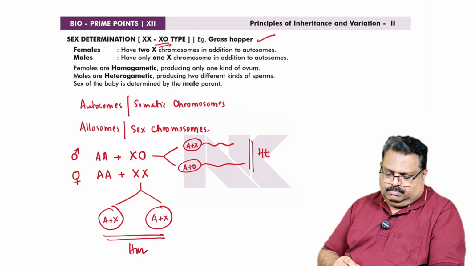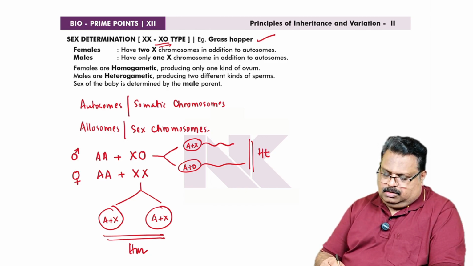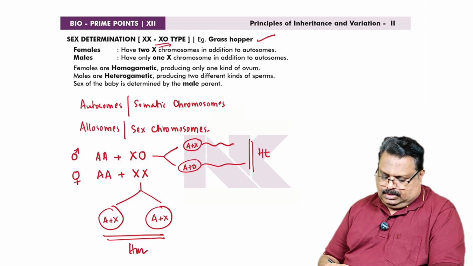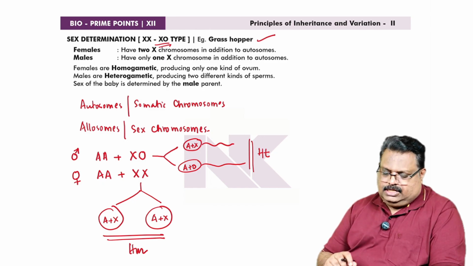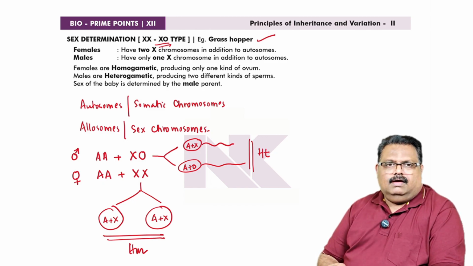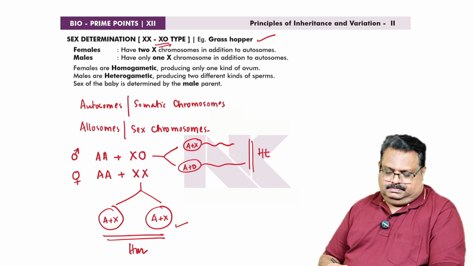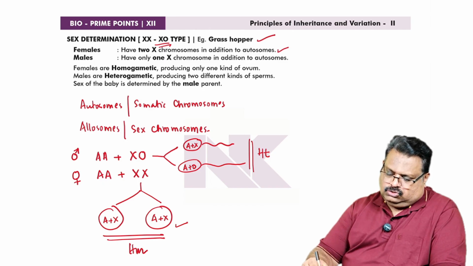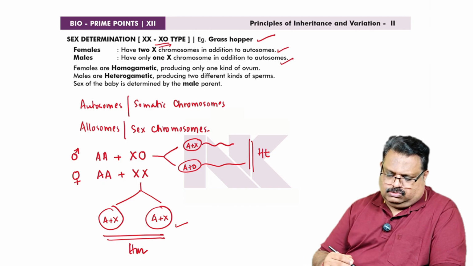When the ovum, autosome plus X, fuses with the sperm of the first kind, a female young one will be produced. When the ovum is fused with the sperm of the second type, a male individual will be produced. That means the sex of the baby will be determined not by the type of the ovum, but by the type of the sperm. Females have 2 X chromosomes in addition to autosomes, and males have only 1 X chromosome in addition to autosomes.